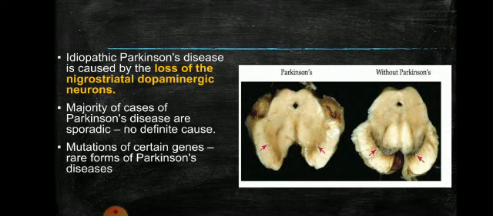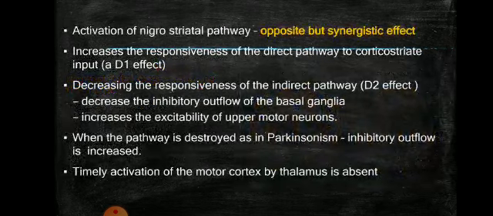The majority of cases of Parkinson's disease are sporadic, or there's no definite cause. That's what you mean by the term sporadic. Sometimes mutation of certain genes can also cause Parkinsonism, but that's a very rare condition. This picture shows how the basal ganglia, that part of the brain, looks during Parkinson's disease, and without Parkinson's, just for a better understanding for you all.